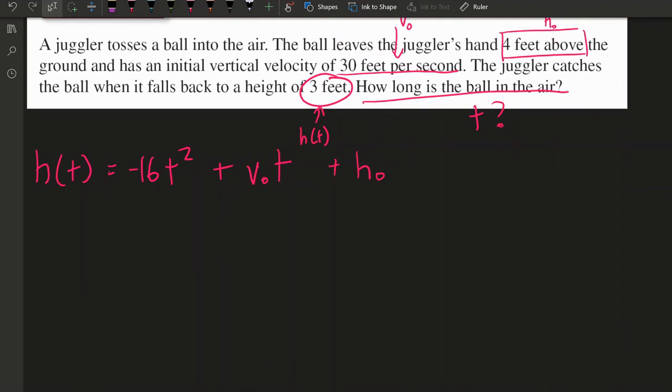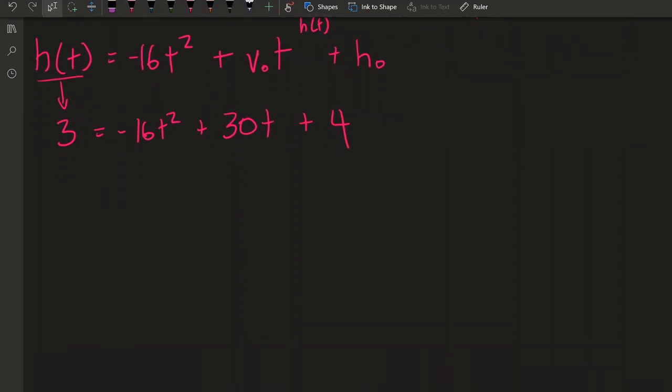Plugging in these values, h of t, the height that I'm looking for, is 3 feet, equals -16t squared plus the initial velocity of 30 feet per second. It's thrown up, so it's positive, plus the initial height of 4 feet. Now I have a nice quadratic equation. In order to solve this, I need to have it set equal to 0, so I'm going to subtract 3 on both sides. I'm going to move the quadratic term to the left just because that's how I like it organized: -16t squared plus 30t plus 1 is equal to 0.